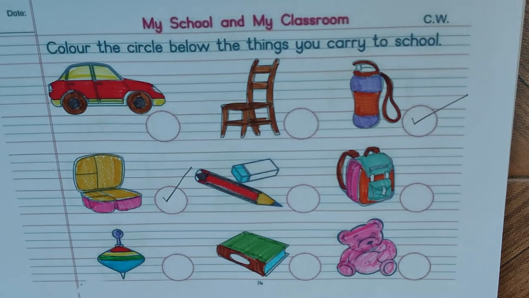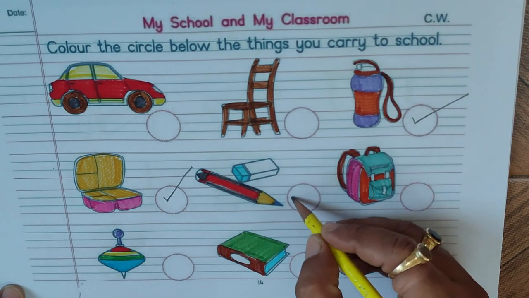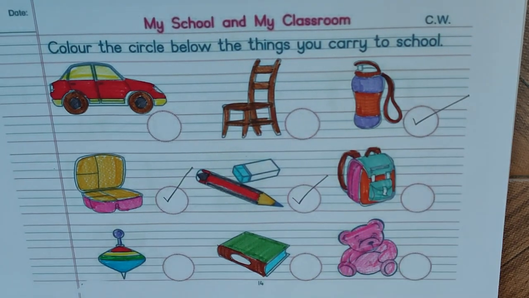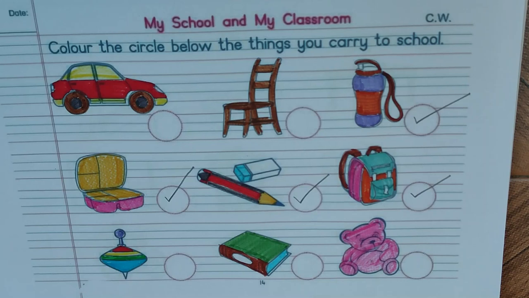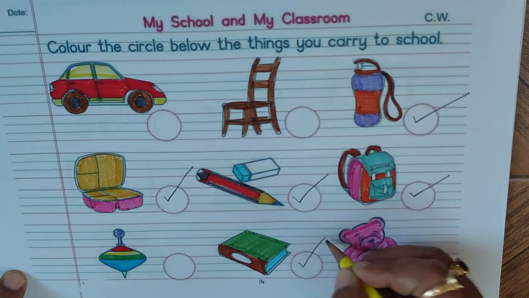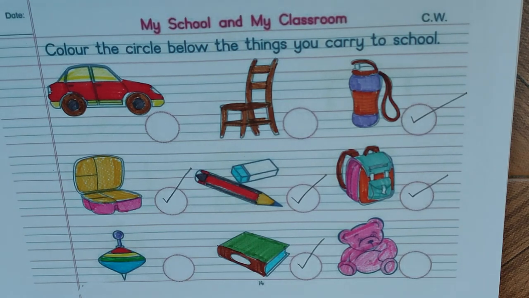that is also provided by your parents. Next, pencil and rubber, obviously to write and to erase when you make some mistake. Pencil and rubber, you have to carry to your school. Then a school bag, all these things come inside a school bag. So you carry a school bag. You do not carry a spinning top. You can carry books according to your syllabus. And teddy bear, you obviously do not carry to your school.